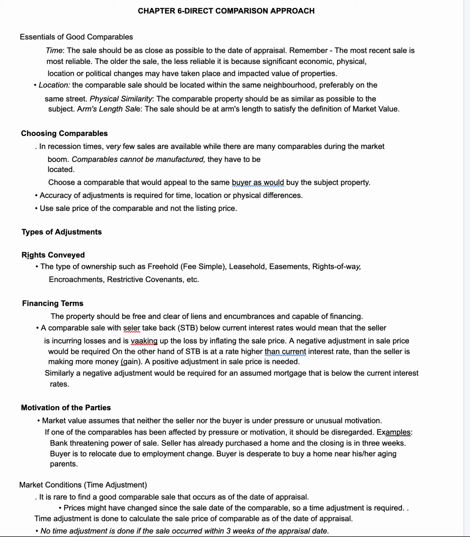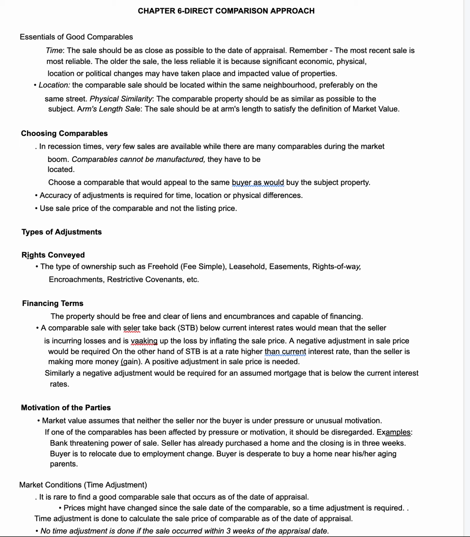Market condition. The majority of the comparable sales will have sold sometime in the past. It is rare to find a good comparable sale that has occurred on the date of valuation. Price levels can change over any given period of time, whether it's a month or 6 months. The question you should ask yourself is, what would the comparable have sold for at the date of valuation? What would be the selling price?